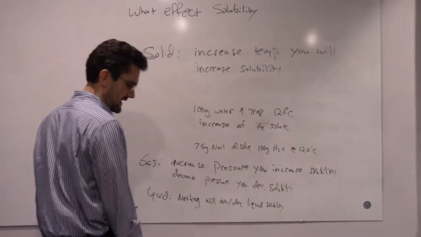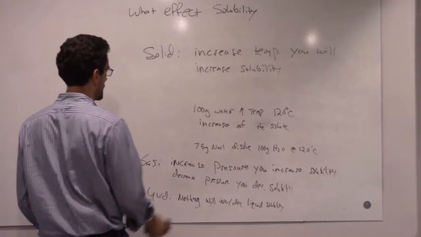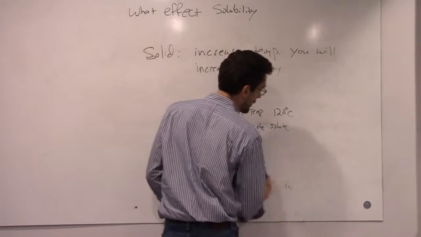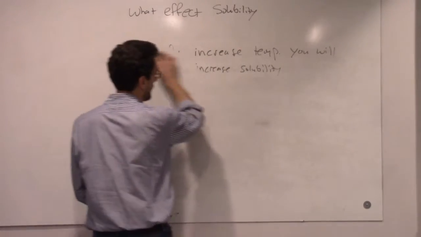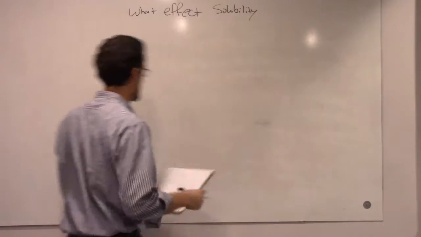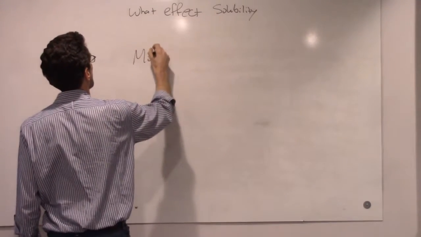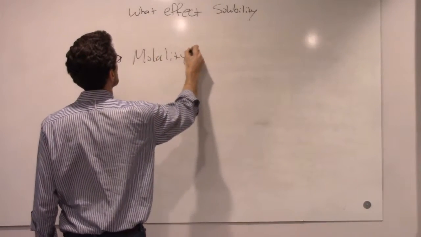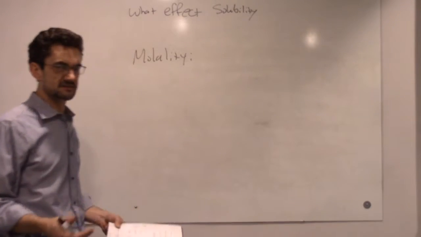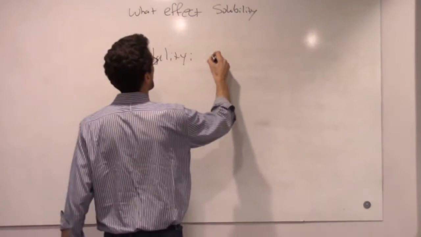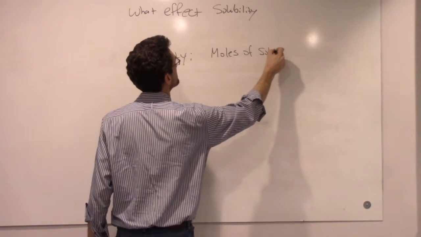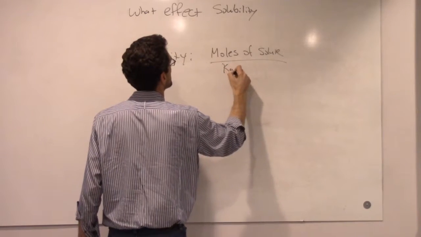What else? All right, the last thing we need to talk about is molality. Molality, not molarity. And it's spelled molality. This is a measurement of solute versus kilograms of solvent. It's basically moles of solute over kilograms of solvent.